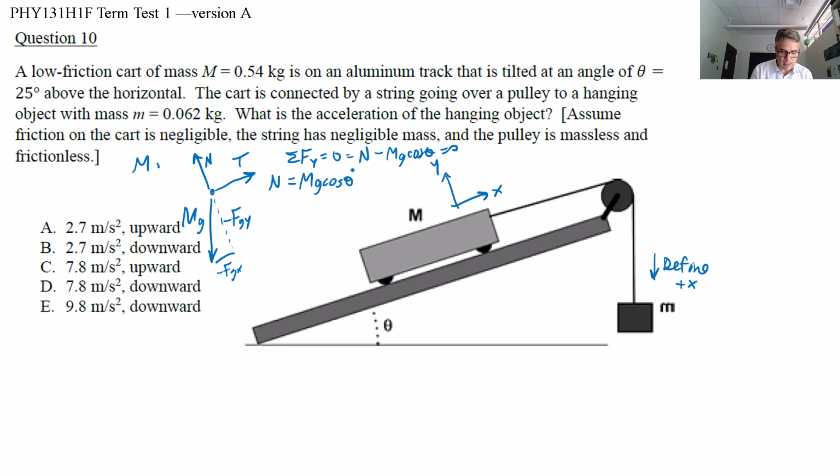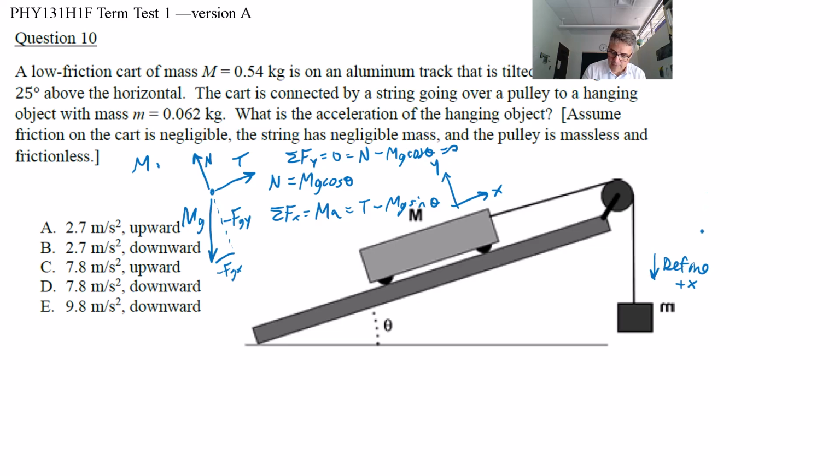But then the sum of the forces in the x direction, which is equal to its mass times its acceleration, a, is going to be equal to tension minus mg sine theta. Okay, so that's one equation. And then for this equation, for this little m, you've got just tension going up and little mg going down. And again, you've defined plus x down, and the acceleration's down. So the little mass times acceleration is mg minus the t.